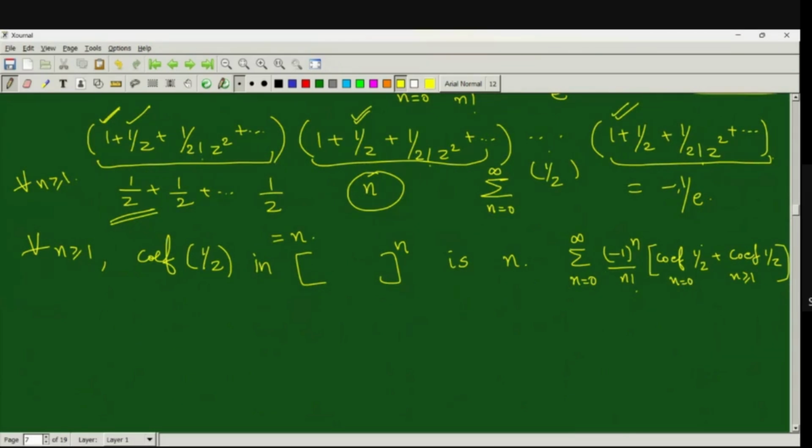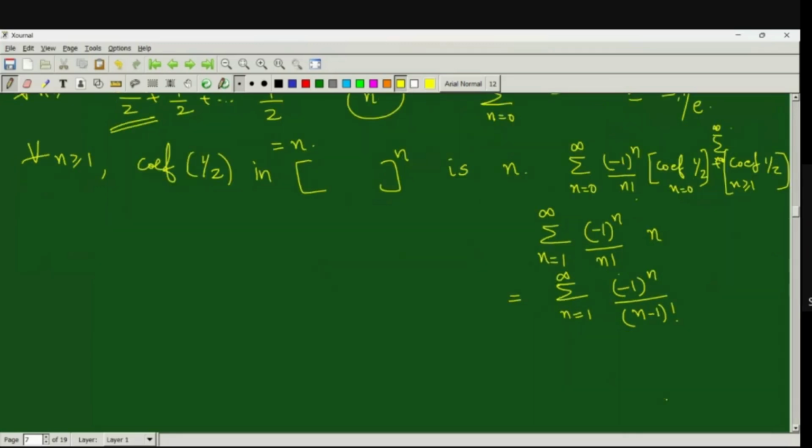Sorry, this summation is not like this. This summation is for each thing. Yeah, for the bracket it is true. And what is the coefficient of this thing? That is 0. So it only starts with n equal to 1. This is actually the sum from n equal to 1 to infinity of minus 1 power n by n factorial, and the coefficient of 1 by z is n. That is the sum from n equal to 1 to infinity of minus 1 power n by n minus 1 factorial.